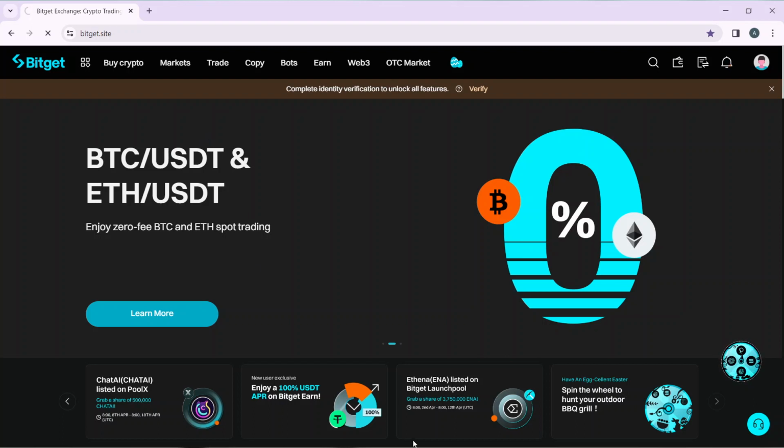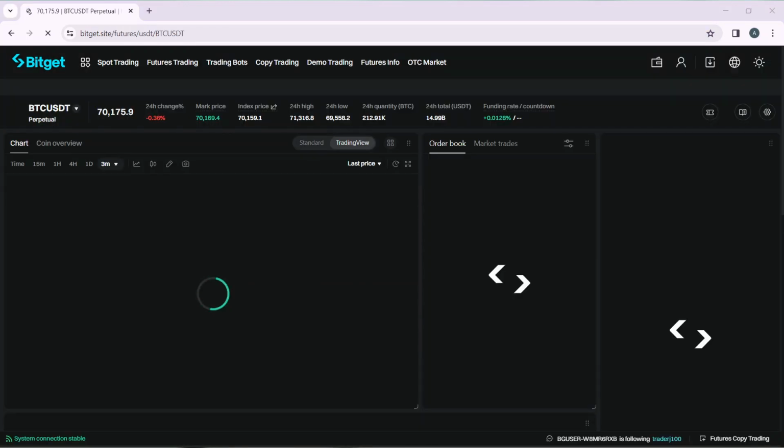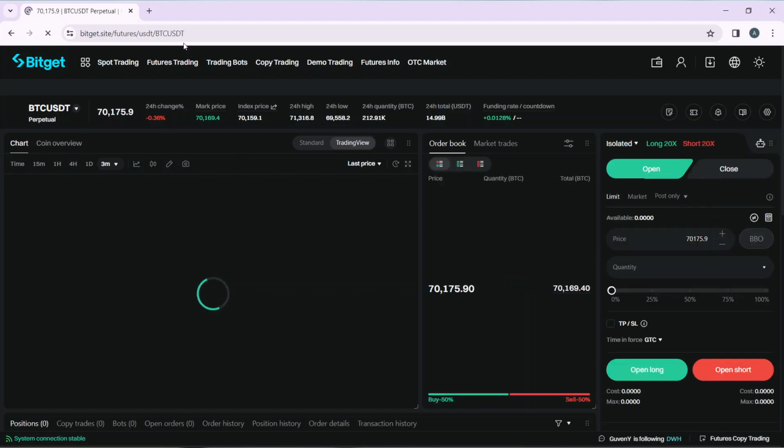Okay, that's loading up. So as you can see, the trade is loading up. So from here, check the top of the screen. You're going to find spot trading, futures trading, trading bots, and you're going to find demo trading. Now, this is where we're headed. Now, click on demo trading.